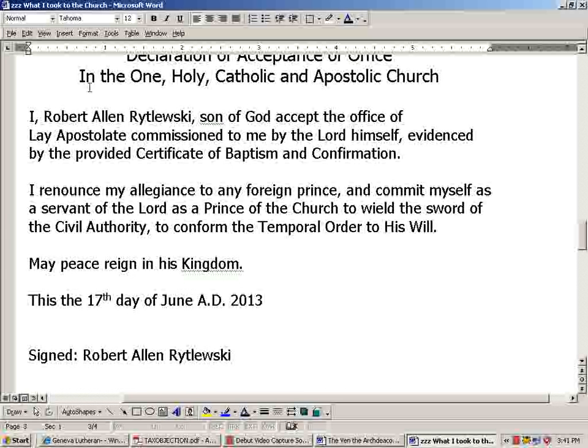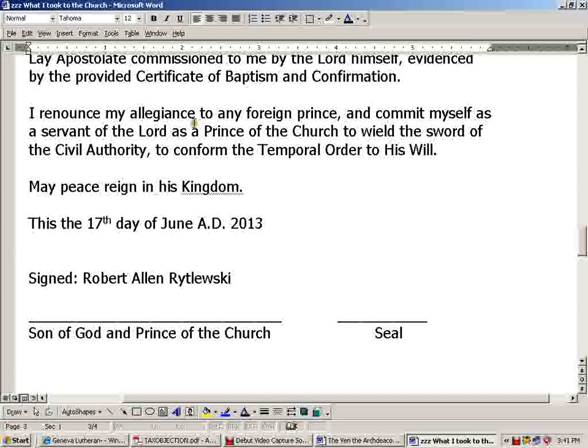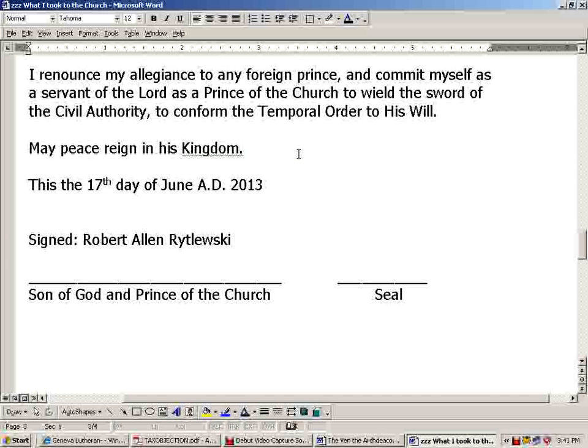And because I could, I went ahead and did a declaration of acceptance of office in the one Holy Catholic and Apostolic Church. I, Robert Allen Wierzbicki, son of God, accept the office of lay apostolate, commissioned to me by the Lord himself, evidenced by the provided certificate of baptism and confirmation. I renounce my allegiance to any foreign prince and commit myself as a servant of the Lord, as a prince of the church, to wield the sword of civil authority, to conform the temporal order to his will. May peace reign in his kingdom.